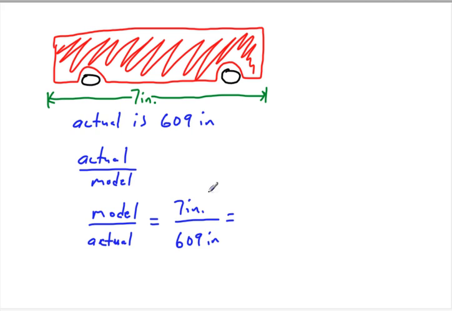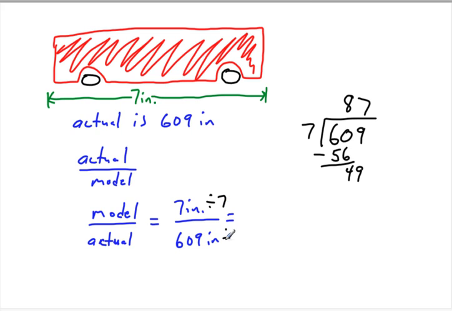So do we know that both these numbers are divisible by 7? No, we don't really. 609, not really sure if that's divisible by 7, so we're going to check it out. 7 goes into 60, what is that, 8 times 56, 49, okay, so 87. So if we divide these both by 7, we will get 1 over 87.